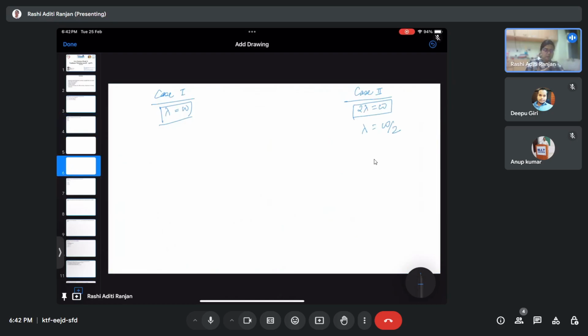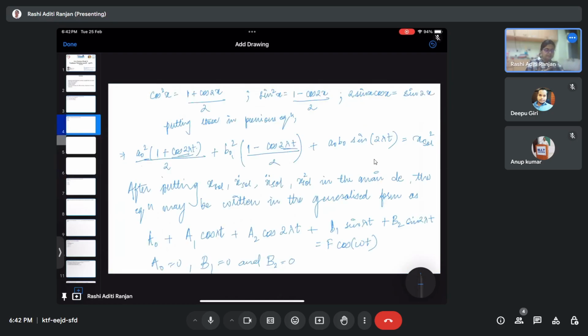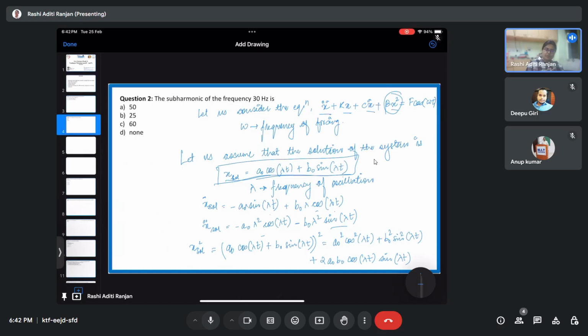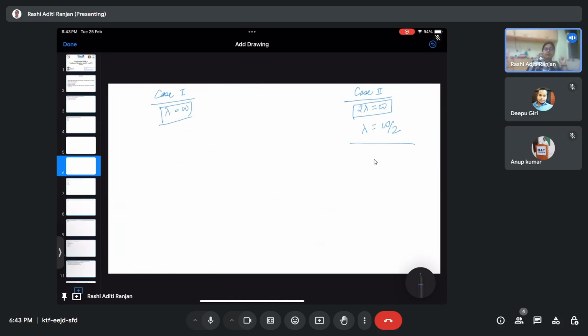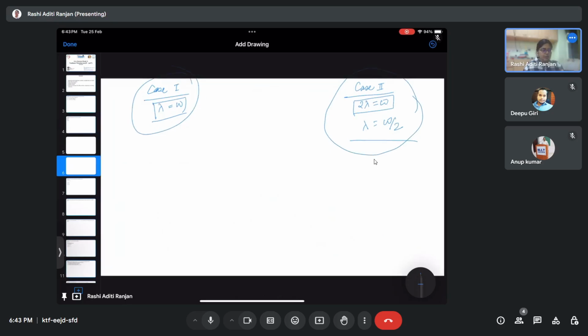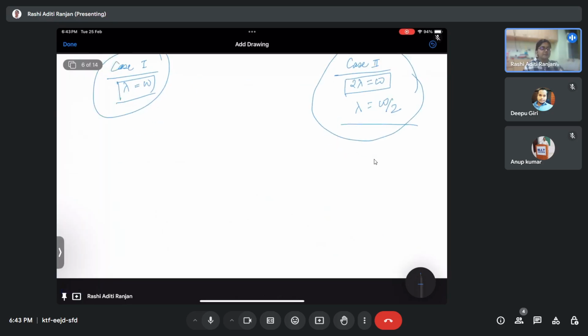Because here I'm going to get cos cube of lambda t, and when I convert it into the cos of lambda t and cos thrice of lambda t terms, I'm going to get cos thrice of lambda t, and when I equate, I will get lambda equals omega by 3. Right? So this case is fine for me, but the introduction of this case led to the introduction of sub and super harmonics.